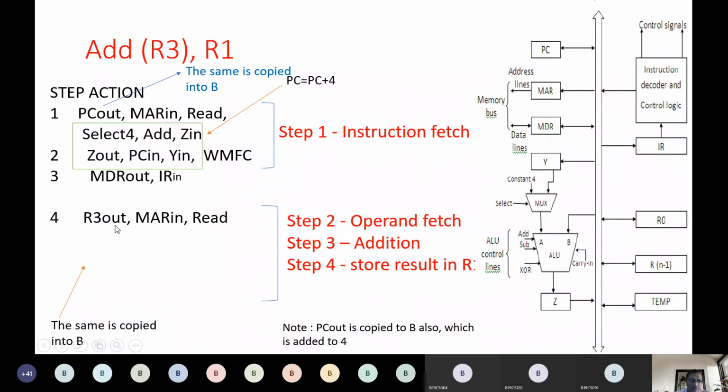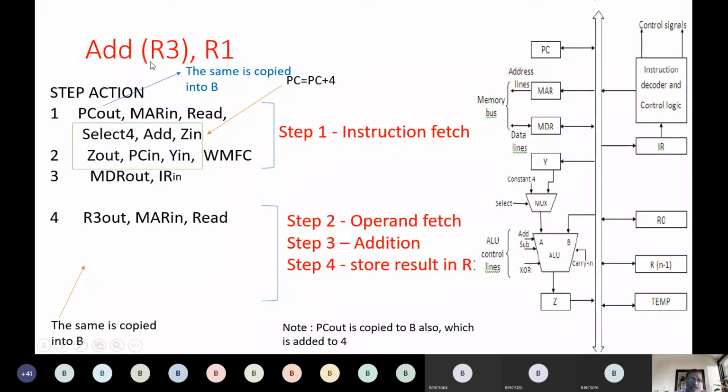Next, when we say R3 out, these are the three steps we follow: step 2, step 3, step 4. In step 2, we fetch the operand. This is the first operand we will fetch. Next we do the addition of this one to this one, and we store the result in R. So these are the steps for this one.